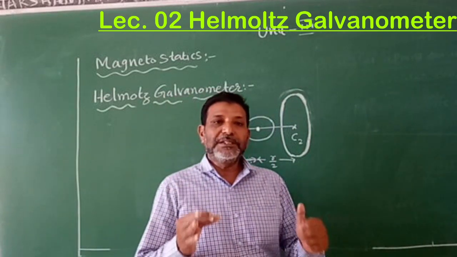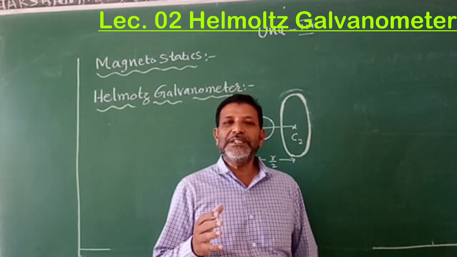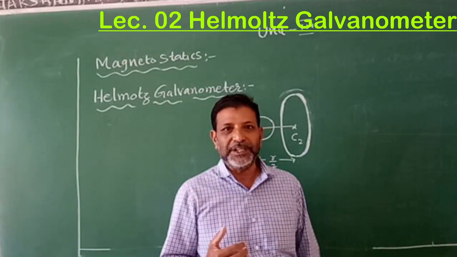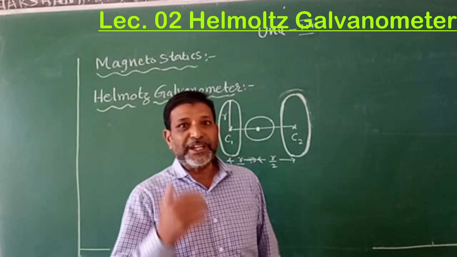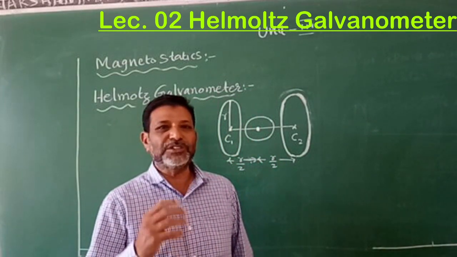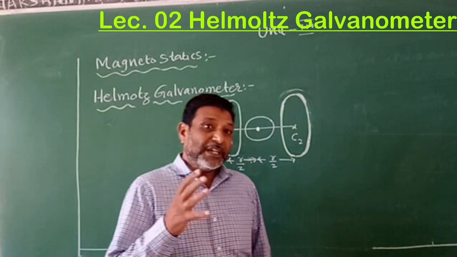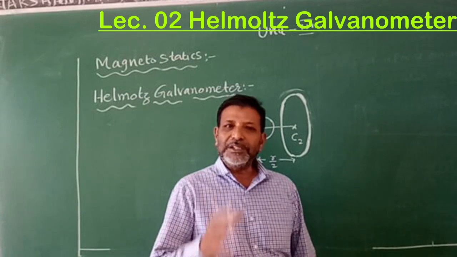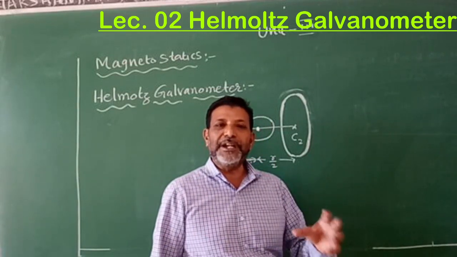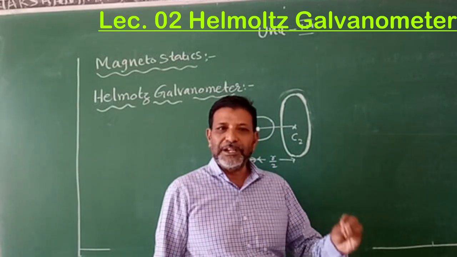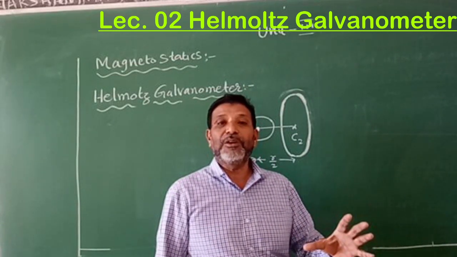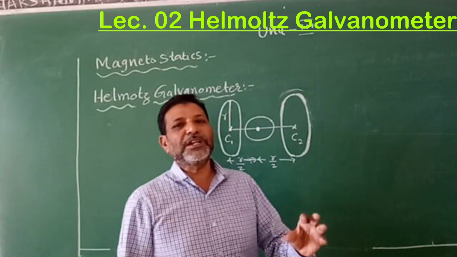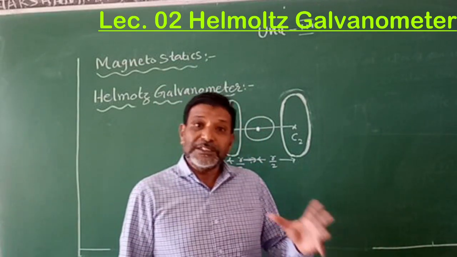This Helmholtz galvanometer is a modified form of the tangent galvanometer. The modified form of the tangent galvanometer is known as the Helmholtz galvanometer. In the case of the tangent galvanometer, there are some drawbacks. What are the drawbacks? Whatever current we measure using the tangent galvanometer, that value of the current is not correct. Then why is it not correct?